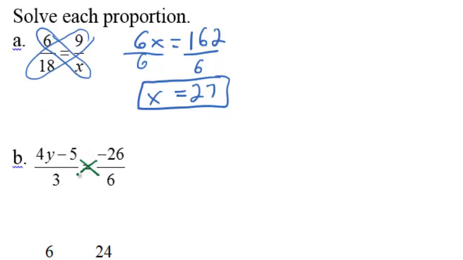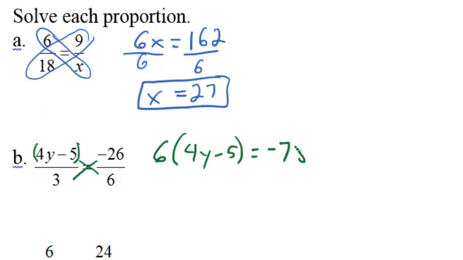Sometimes instead of circling, you can just write the x down so we know that's what we have to multiply by each other. There's the variable here on this left-hand side, so 4y minus 5 times 6. Now be careful. If we've got two terms here, think of those being like a parentheses. We're going to have to distribute that 6 to both terms there. So I'm going to rewrite that first. 6 times 4y minus 5 is going to be equal to 3 times negative 26. 3 times negative 26 is negative 78.